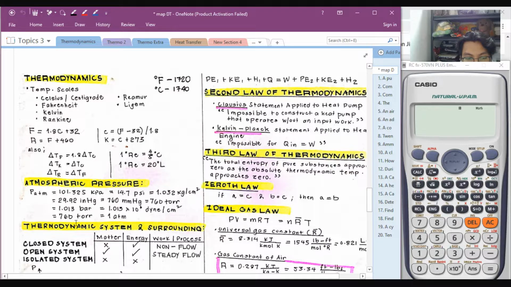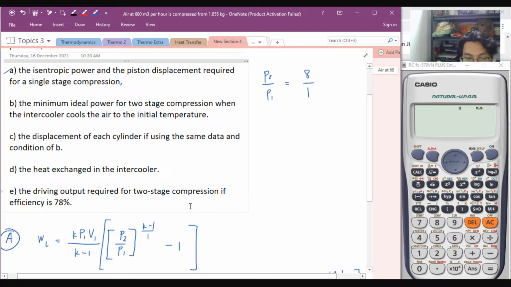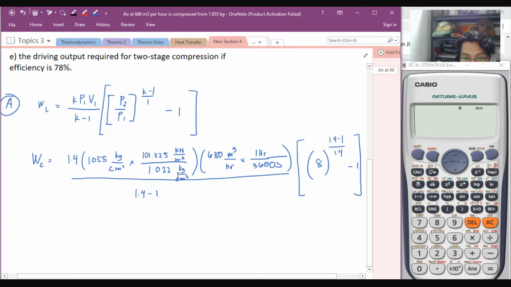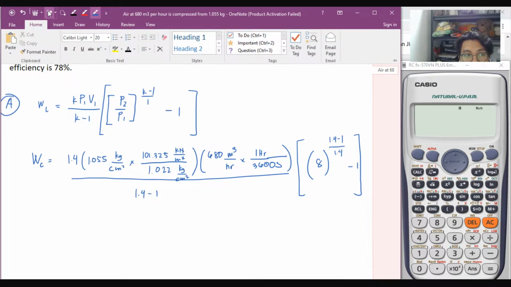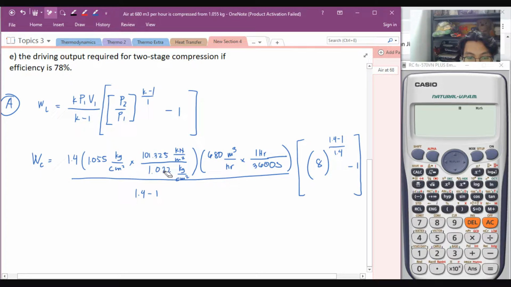So, 1.032, not 1.022. Okay? I keep mixing up 1.022, as far as I know. There, 1.032. Then cancel the same units: kilogram per cm squared, kilogram per cm squared, hour, kilogram meter, one remains. Kilonewton meter is kilojoule. One remains here. So, kilojoule in every second, that is kilowatt.